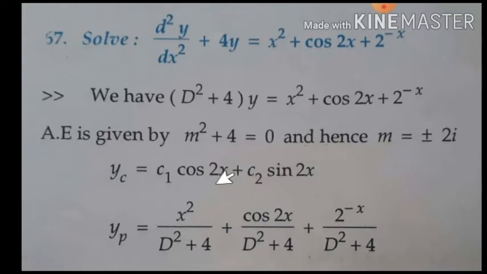Now find out the particular integral. Write the inverse differential operator 1 by D square plus 4 for each term of the right hand side separately. So let us take these as P1, P2, P3. Now let me take the first one. 1 by D square plus 4 of x square is nothing but P1.